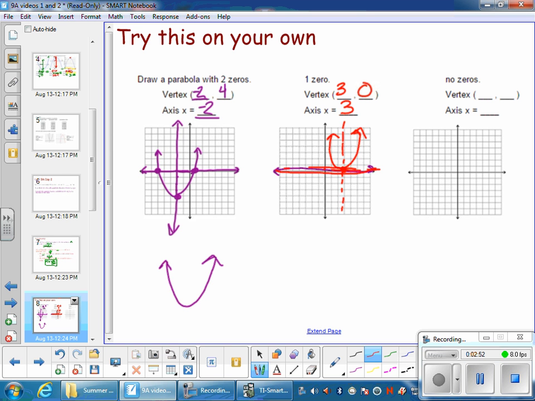And the last one is no zeros, so that means I have to draw it. I could draw it in 2 different ways to show you 2 examples. One's going to be where it's completely above the x-axis and opening up. Or another option would be to go below the x-axis and open down. So I'm going to just work with this one up here. So the vertex of that one is left 1, 2, 3, 4, 5, and up 2. So the vertex is -5, 2.